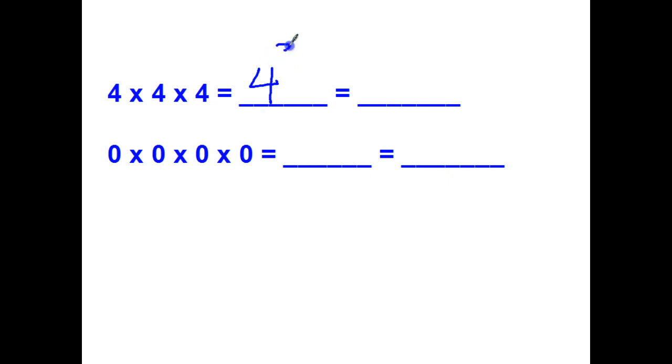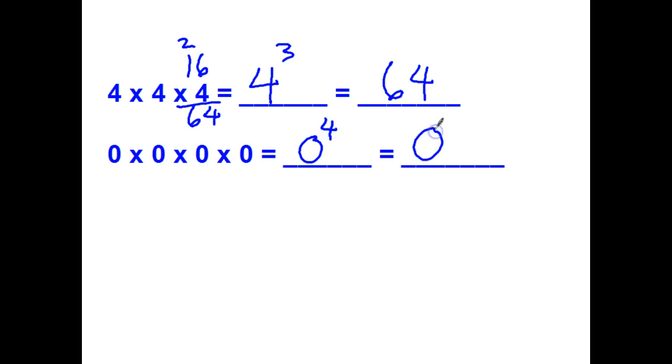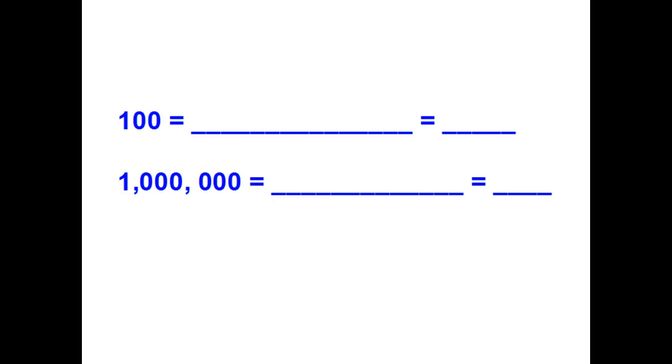Base number is 4. I'm doing it 3 times. 4 times 4 is 16. 16 times 4 gets me a 64. Base number is 0. 1, 2, 3, 4. 0 to the 4th. Well, 0 times anything is 0. Let's try a couple more out.